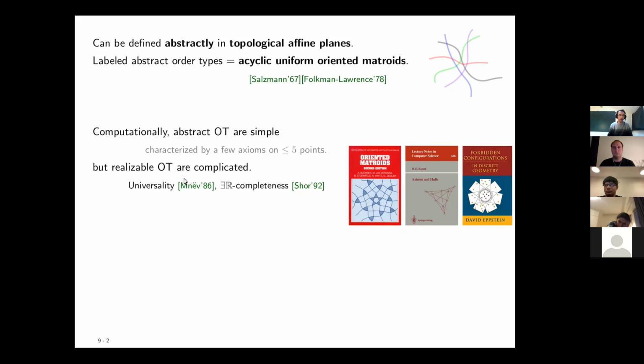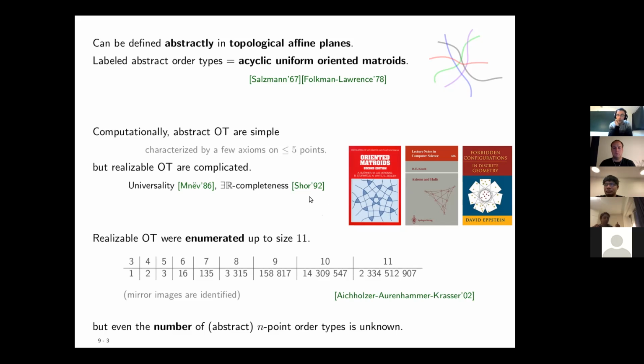And this universality of Mnëv tells you that when you stick to the affine geometry of the affine plane, this becomes much more complicated. In particular, deciding this question is as hard as deciding the emptiness of a general semi-algebraic set, which is what this ETR-completeness means.